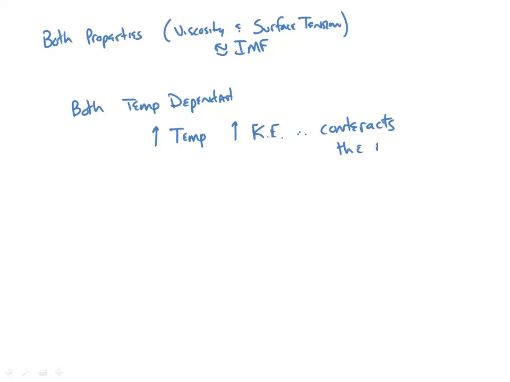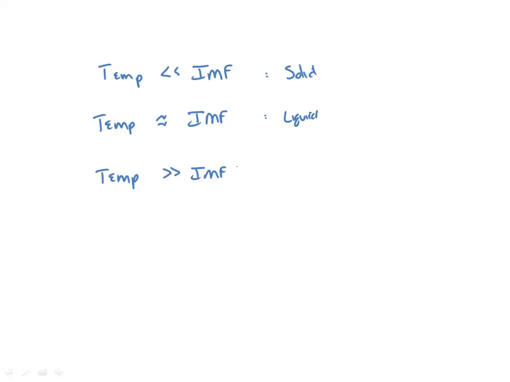Anyway, the intermolecular forces. Or if we think about it, we can kind of have three ranges of temperature. We can have where the temperature is much less than the intermolecular forces between the molecules, and that generally results in a solid phase. If the temperature is on the order of the intermolecular forces, that means we sort of have a liquid phase. And if I increase the temperature further, if the temperature is much, much greater than the intermolecular forces between the molecules, then we have a gas phase.